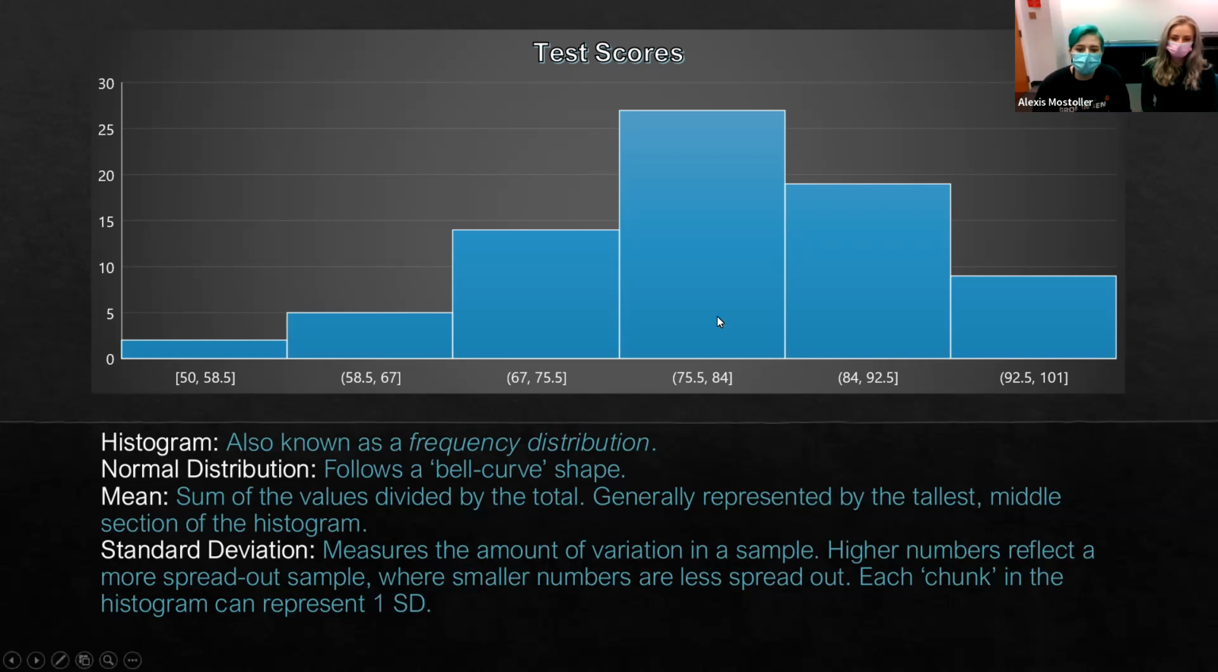The standard deviation is then represented by these chunks that go out on both sides. That measures the amount of variation. So how spread out are your scores? Higher numbers in standard deviation are going to represent scores that are more spread out, whereas lower numbers are going to be more centered around your mean. And like I said, each chunk here can represent one standard deviation. So if you have a score that's out here, that would be 2 standard deviations above the mean.